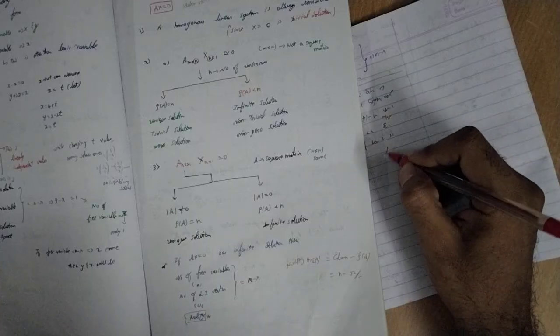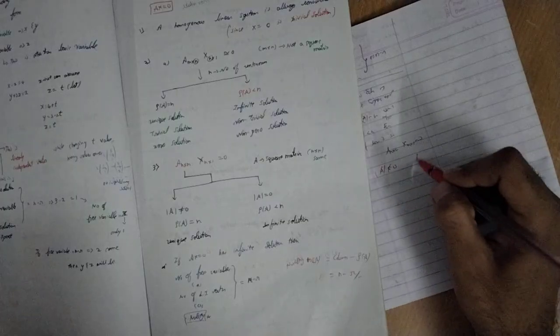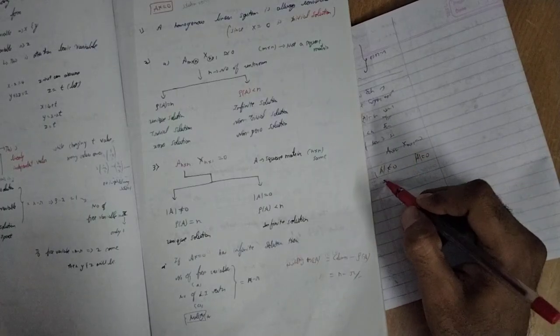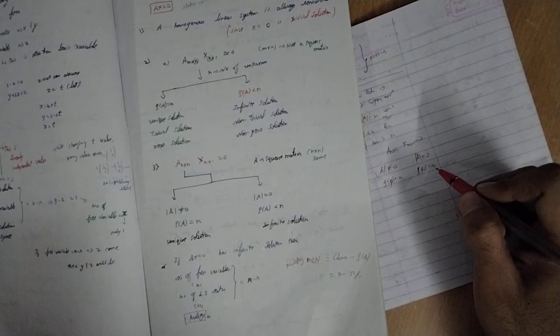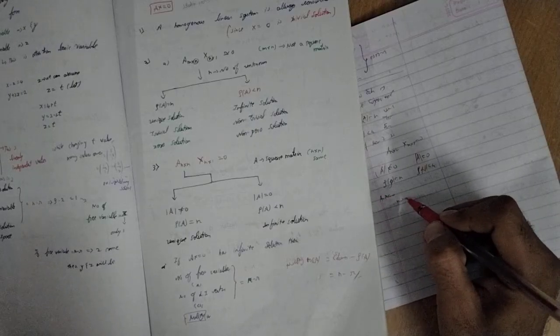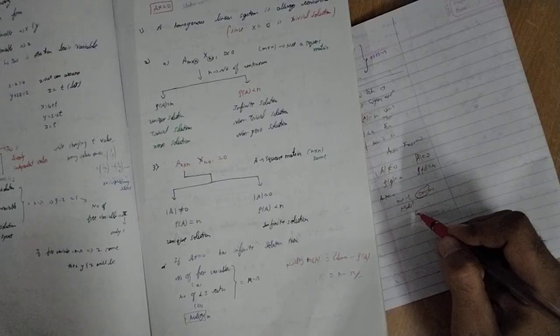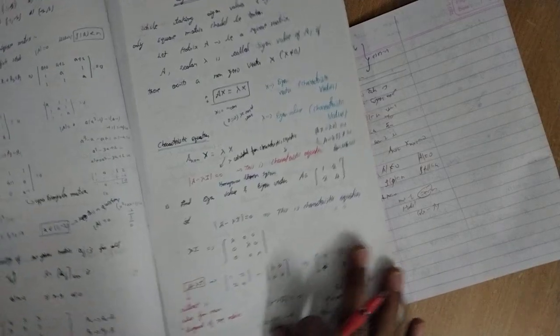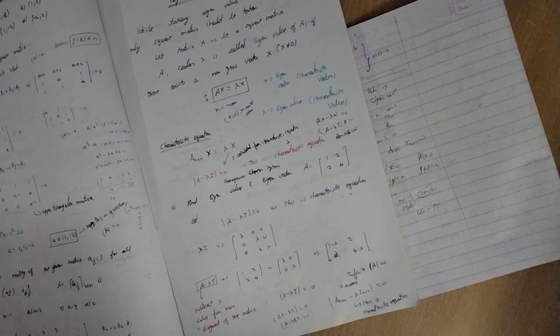For A of n by n and X of n by 1 equal to 0, the determinant of A is not equal to 0 means rank of A is equal to n. Determinant of A equal to 0 means rank of A is less than n. Same as AX equal to 0, the number of free variables is the nullity, and nullity will be n minus r. Next one, you can see column rank minus row rank of A. So I think you are getting the point.